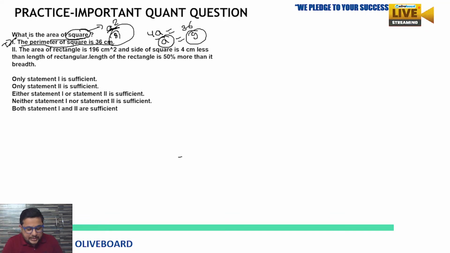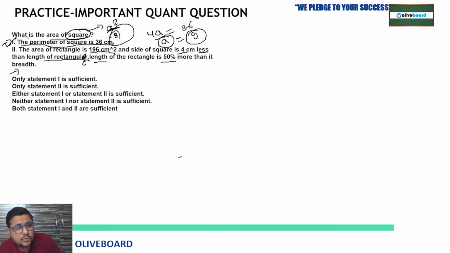Are you getting the point here, everyone? Now statement 2: the area of the rectangle is 196 centimeter square, and the side of the square is 4 centimeters less than the length of the rectangle. Now the length of the rectangle is 50% more than the breadth. So you just have to analyze what is given. Area of rectangle is L into B, which is going to be 196.